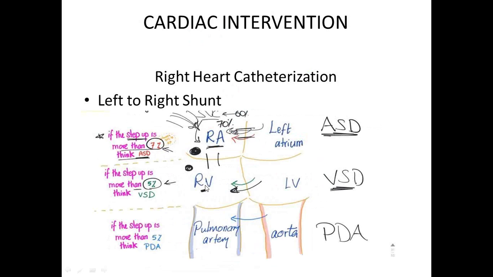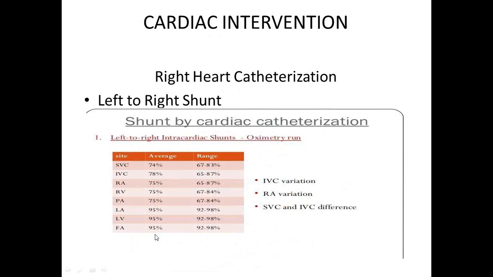At the ventricular level, you're taking your samples from the right ventricle. If the step up is more than 5%, then you think in terms of a VSD. And then in your pulmonary trunk, if it's 5% or more, then you think in terms of a PDA. So you're just taking blood at different levels to see where you get your increase in oxygen content, which suggests that there's a mixture of the blood from the left side with the right side.